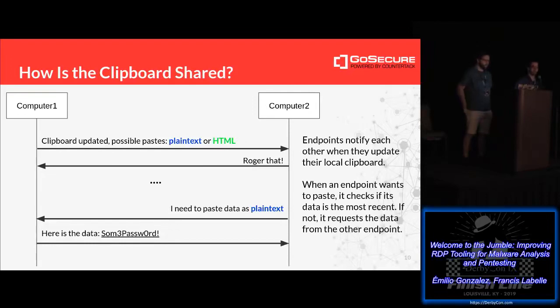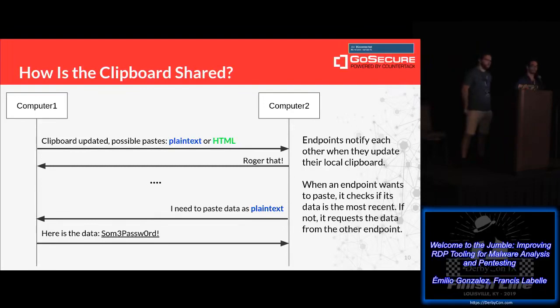For the clipboard, to keep two clipboards in sync, it's actually pretty simple as well. We just need three kinds of messages. If I'm a client and I connect to an RDP server and I copy something on my machine, my client is going to tell the server, my clipboard has been updated, and if you want, you can paste it as, for example, plain text or HTML. And the server is going to acknowledge that.